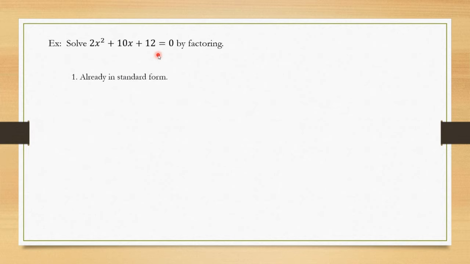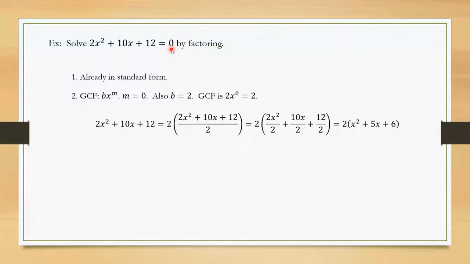So again, it's already in standard form, right? Again, we have the polynomial equal to 0. Now, with factoring, it's always good to get the GCF first, and factor it out anyway.